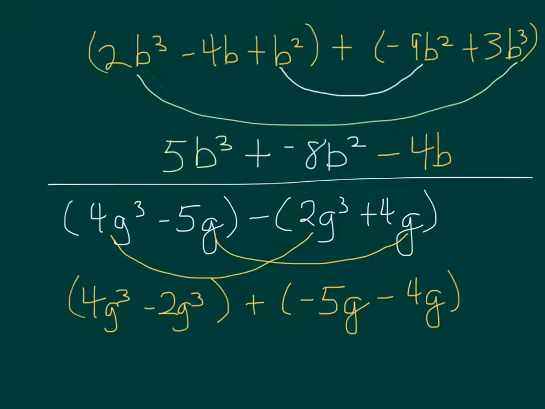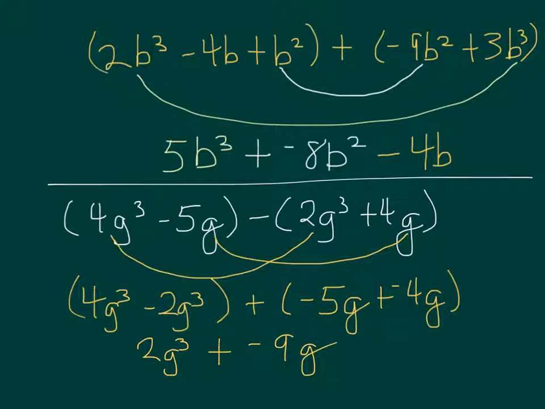And then 4g cubed minus 2g cubed is 2g cubed. And negative 5g minus 4g is the same thing as negative 5g plus a negative 4g, so that would be a negative 9g. Okay, and then we're done. We've combined like terms and we're finished. So all of the problems tonight will be similar to this.